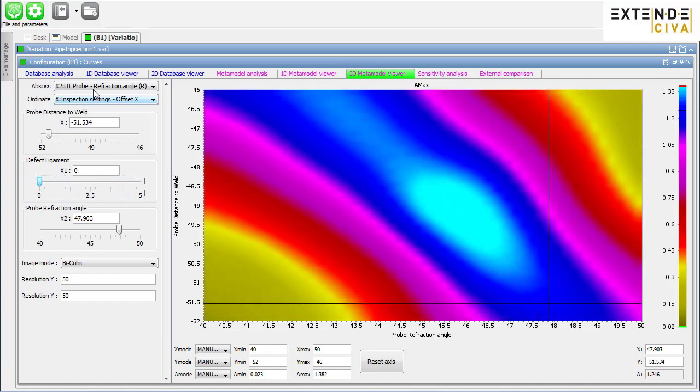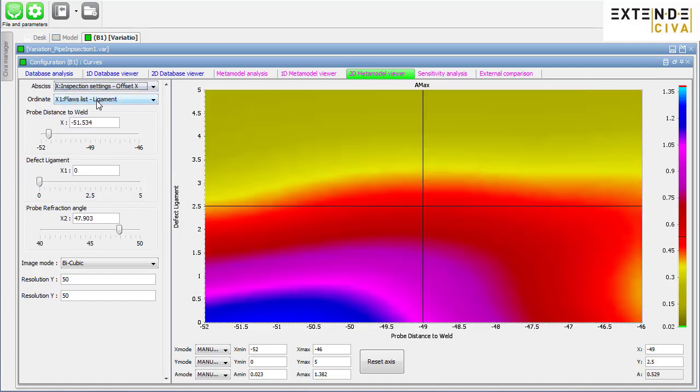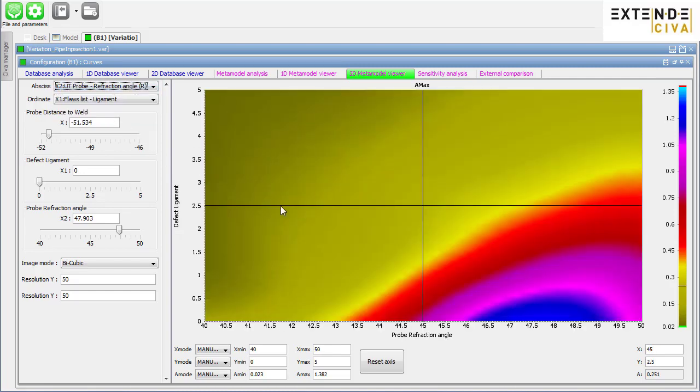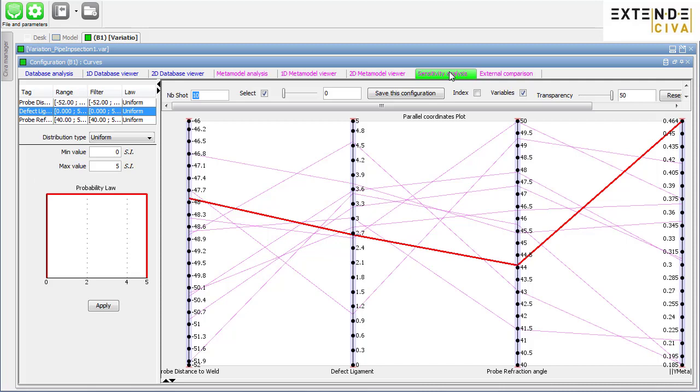You can also go beyond 2D analysis plots thanks to the parallel plot display, which gives a multidimensional level of analysis. In our case, it means that you can visualize, on a single plot, the effect of the 3 parameters on the amplitude signal displayed on the right.